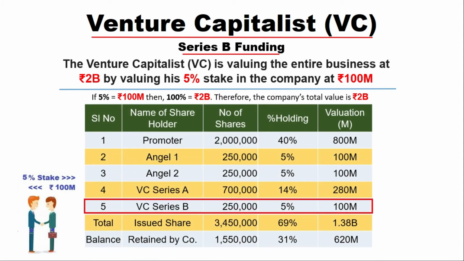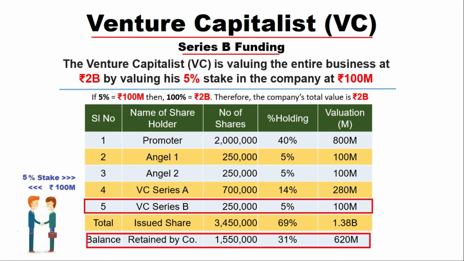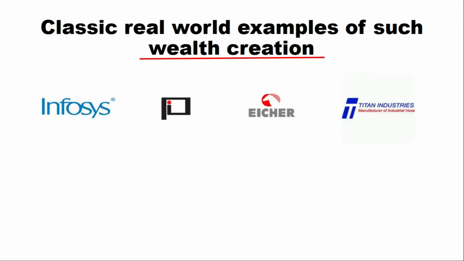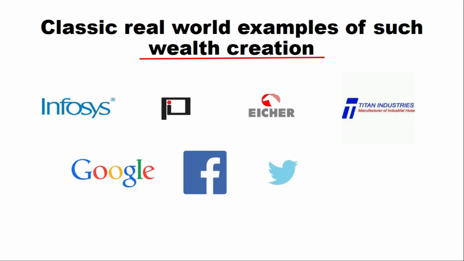Now the shareholding and valuation look something like this. The company still has 31% of shares not allotted to shareholders, which are now being valued at 620 million. Please note the wealth that has been created over the years. This is exactly what happens to entrepreneurs with great business ideas and with a highly competent management team. Classic real-world examples of such wealth creation stories would be Infosys, Page Industries, Asian Paints, Titan Industries, and in the international space, one could think of Google, Facebook, Twitter, and WhatsApp, etc.